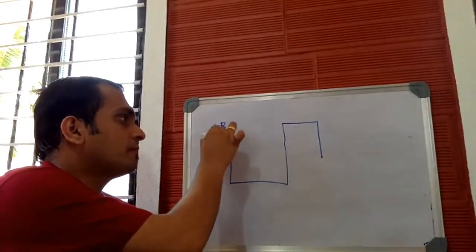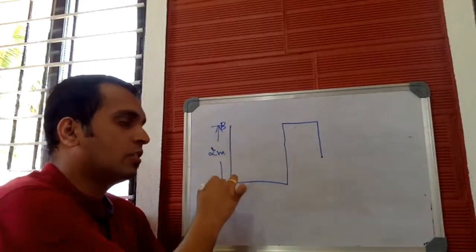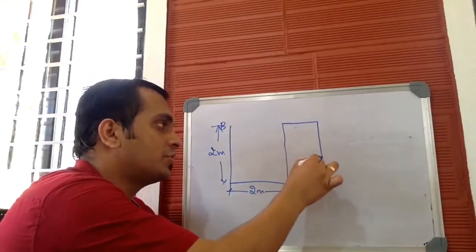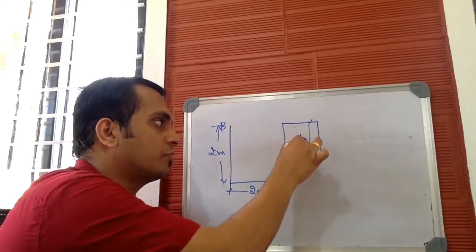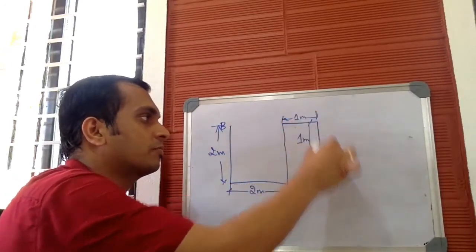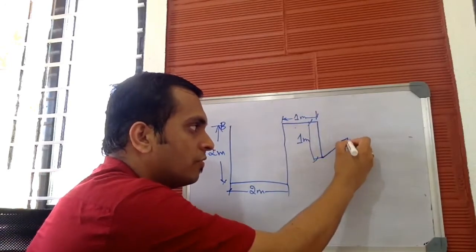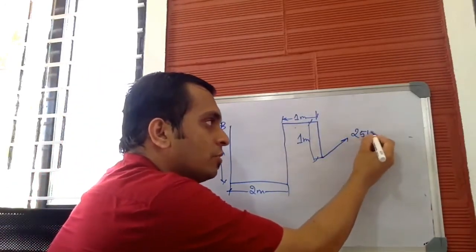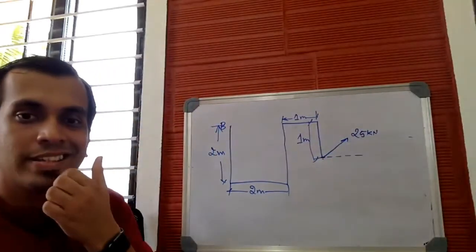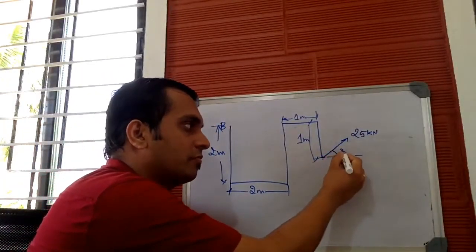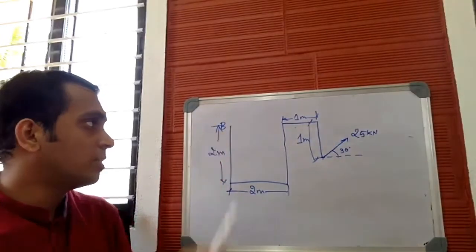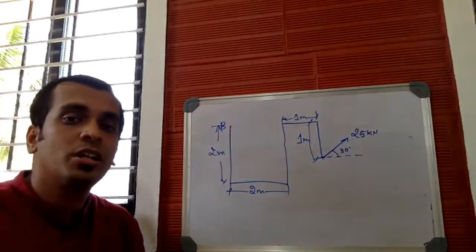Let this distance be 2 meters. Let the other distance be 2 meters. Let this be 1 meter. You have a force of 25 kilonewton, and the inclination of this particular force is 30 degrees. This is the given question, and as per this problem, you need a moment about point B.